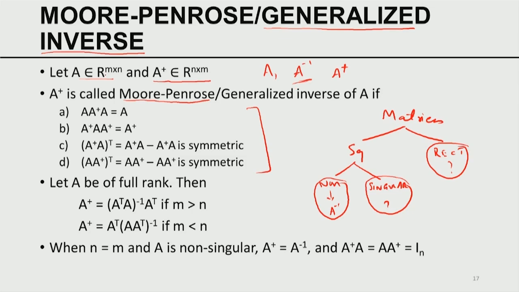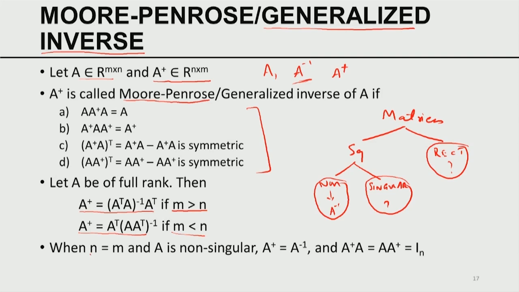In the case of rectangular matrices, when A is full rank, what does it mean? The rank of A is equal to the minimum of M and N. In that case, we can give specific formulas for the generalized inverse. So when M is greater than N, the rank of A is said to be full rank if it is rank N. In that case the generalized inverse of A is given by this. In the other case, when M is less than N, generalized inverse is given by this. We will talk about the occurrence and properties of generalized inverse when we talk about inverse problem in module 3.